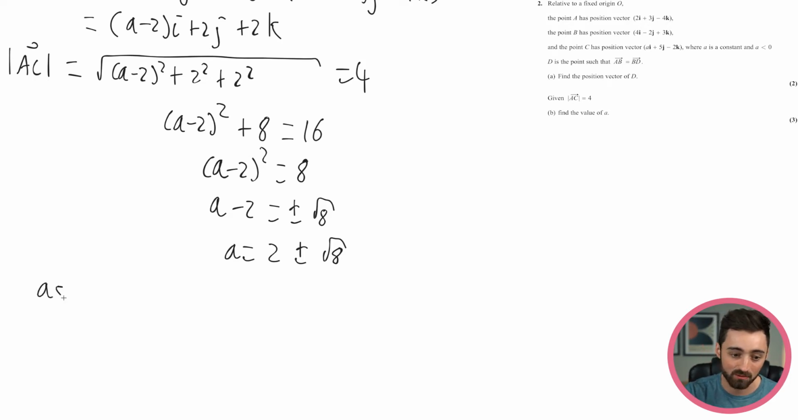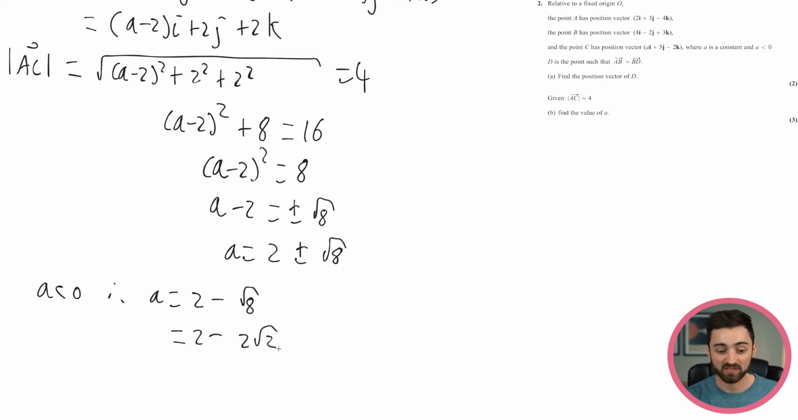So a is less than zero. Therefore, the solution of a that I care about is going to be 2 minus the square root of 8. If you want, you could simplify this further. Root 8 is actually the same as 2 root 2. That's up to you. But essentially, a is going to be 2 minus 2 root 2.